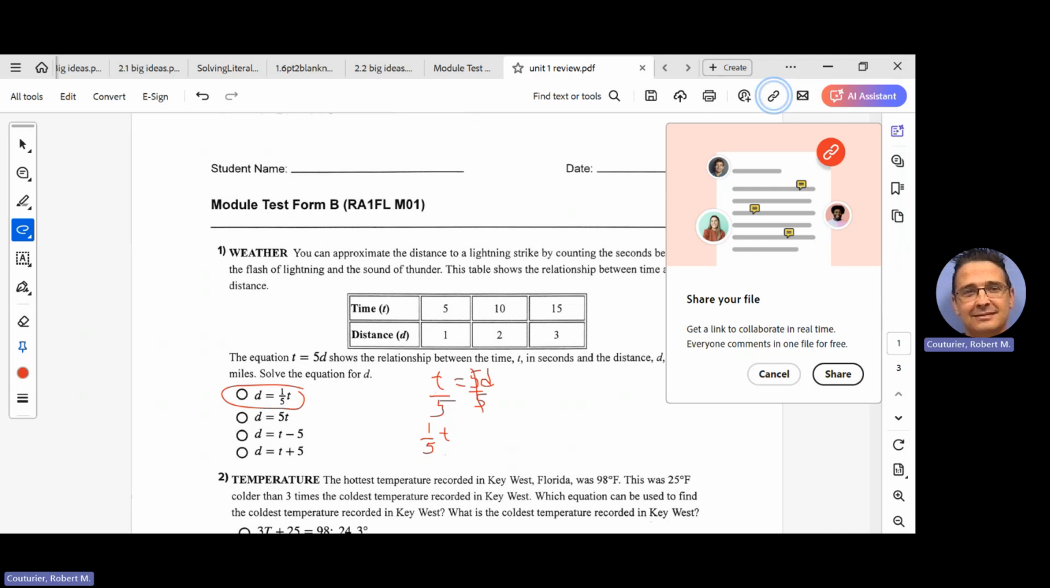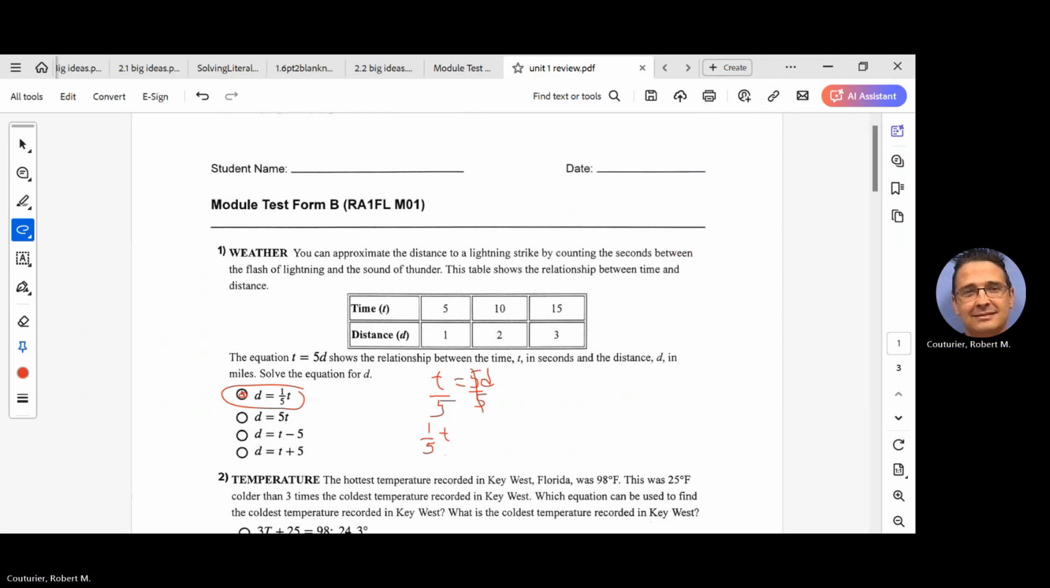How could you test this? How do you know your answer is right? Take 5 and plug it in. 5 over 5 is 1. It matches up. Plug in the 10. Okay, so 10 would be 10 over 5, which is 2. Plug in the 15. So that's 15 over 5, which is 3. So you know your answer is right. Guys, that is literal equations.